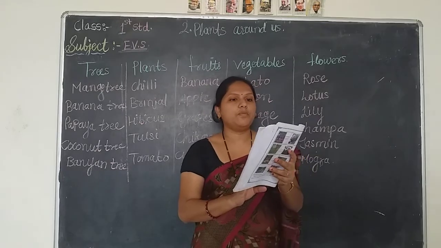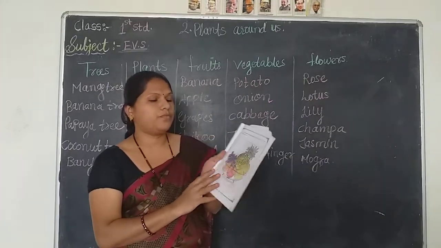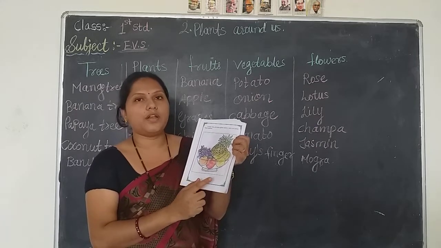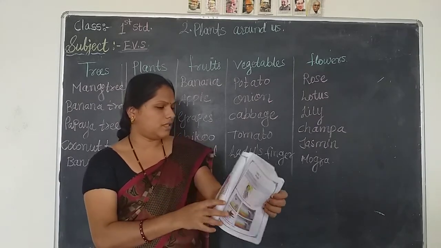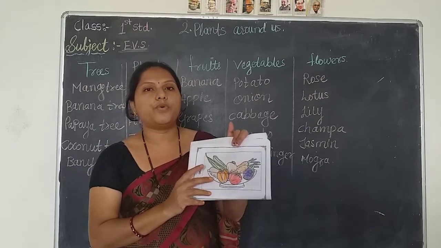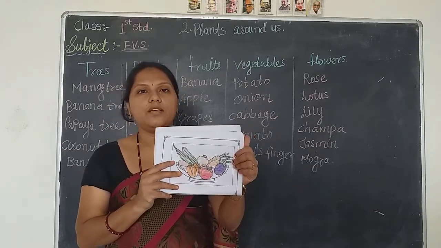Color the picture given below. Ask and know. Fruit names are given here. You have to color these and write down their names. And the last one is on the last page. Vegetable names are given here. You have to color these vegetables and write their names.